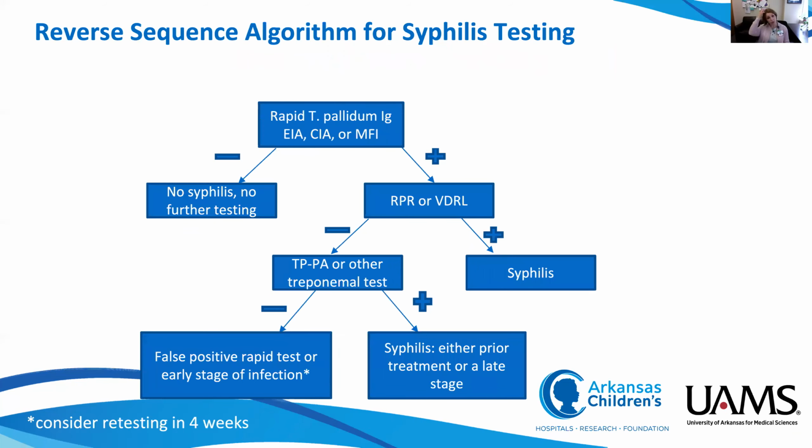All right, with the reverse sequence algorithm, you just added this other step that can be pretty confusing. You have a rapid test, it's negative. All right, moving forward, there's no syphilis, no further testing. But if it's positive, but your RPR is negative, then you have to confirm with a TPPA. And if that is negative, it's either a false positive on the rapid one up here, or it's an early stage of infection and you have to consider retesting in 4 weeks.